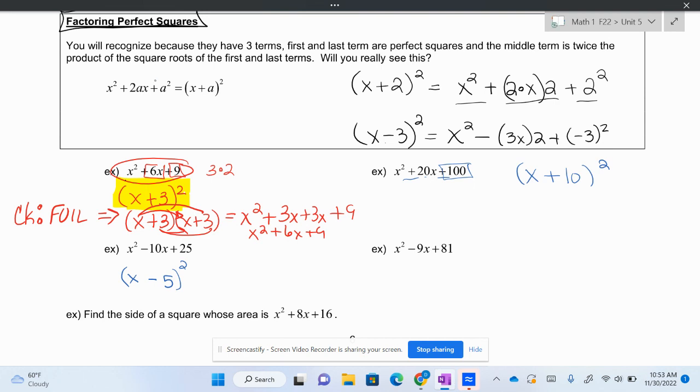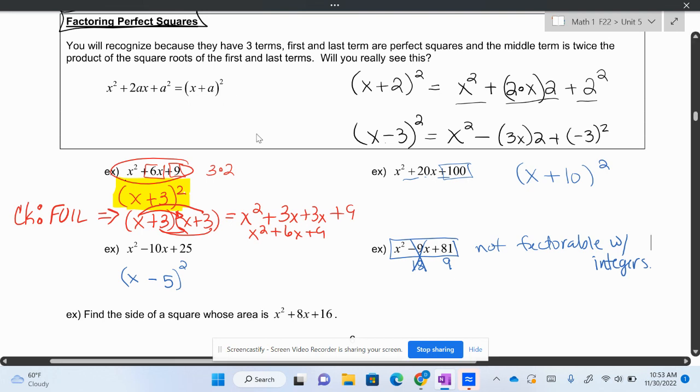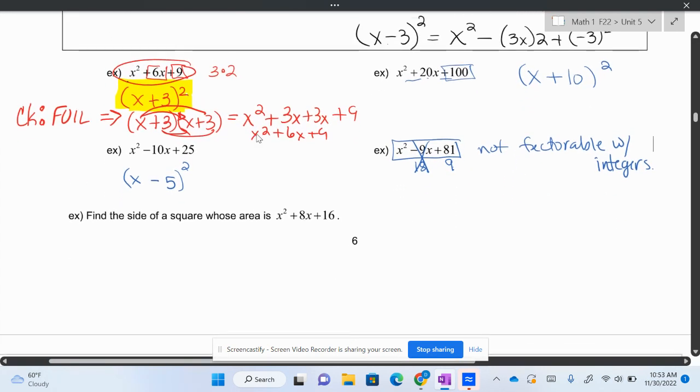Let's see. Let's look at the square root of 81. The square root of 81 is 9. 9 times 2 is 18. And that's not true of this one. So this one is not factorable with integers. Remember, integers are positive and negative whole numbers. It is factorable, but not with integers. You'd have to use the quadratic formula for that.